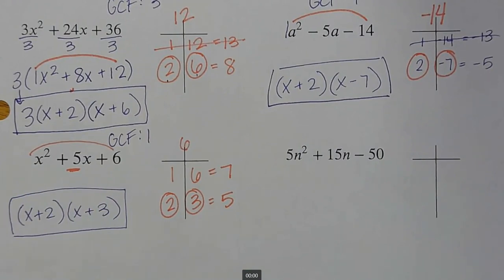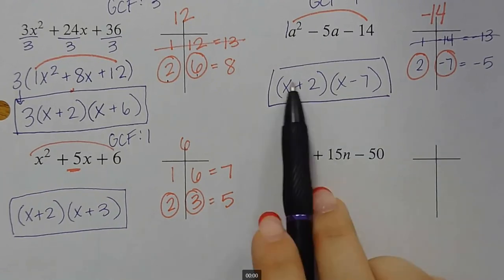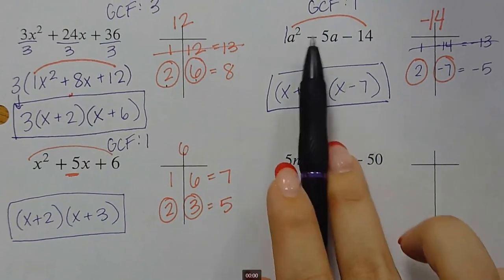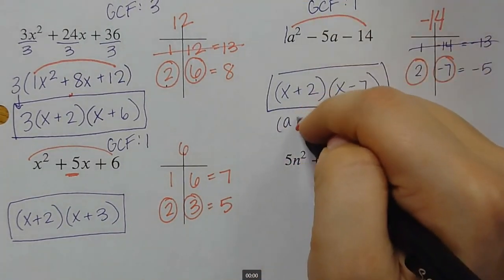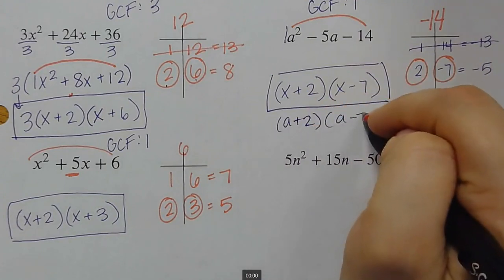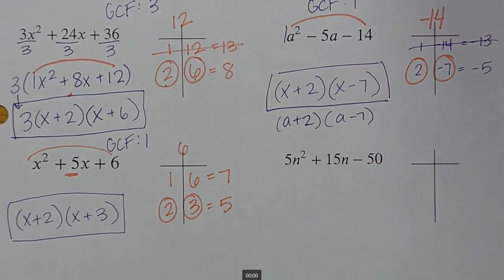All right. So next one, 5n squared plus. Oh, you know what I did? I probably should have put an a with those because we had a's here. Sorry. That's a plus 2 times a minus 7. I mean, they're both letters, but variables. But to keep them consistent, sorry.